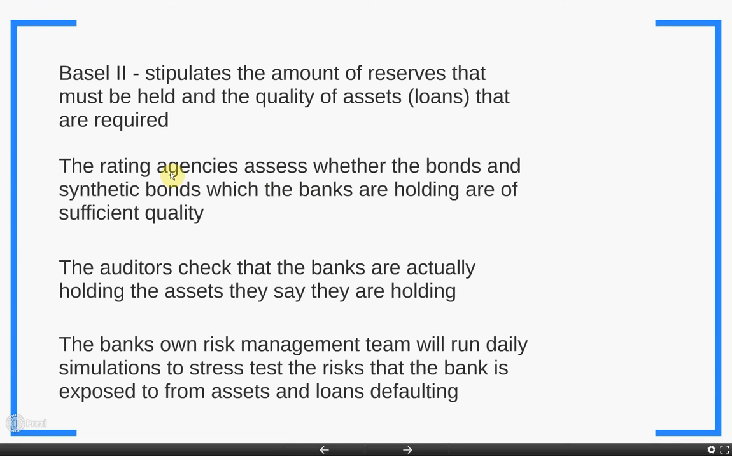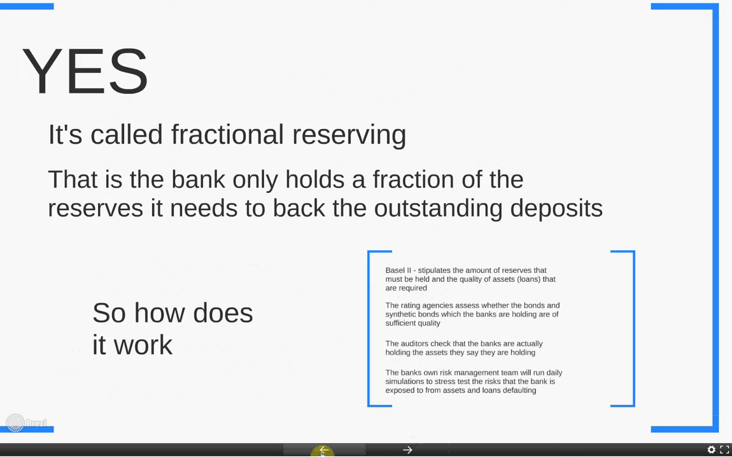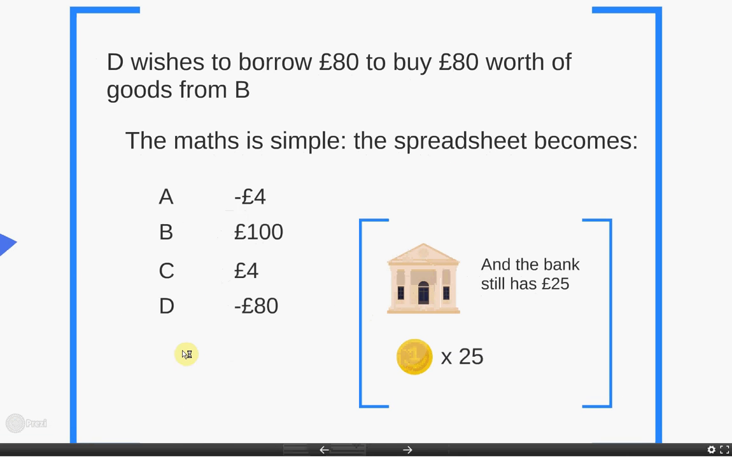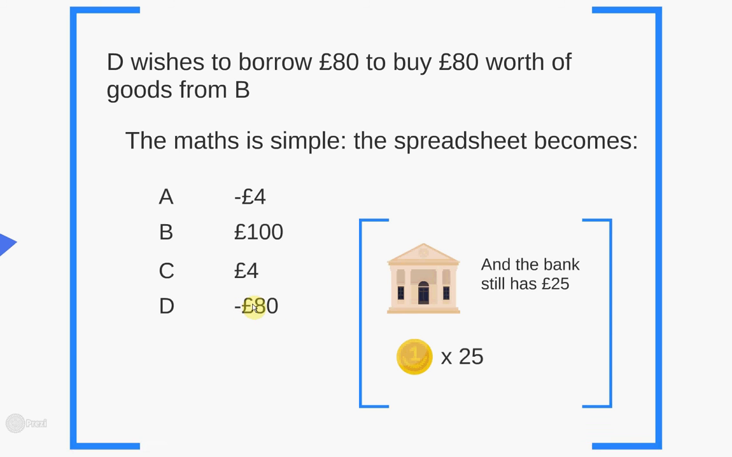So it's the job of the rating agencies, people like Standard & Poor's, Moody's and Fitch, to assess whether bonds and synthetic bonds are of the right quality. Because if we go back to the spreadsheet here, in many cases, this is an asset of the bank. D owes this money. Now, if D has just bought something with it, but it's not collateralized, that's a poor quality asset for the bank. If D has bought a house and the bank holds the mortgage of the house as collateral for the mortgage, that's a much higher quality.